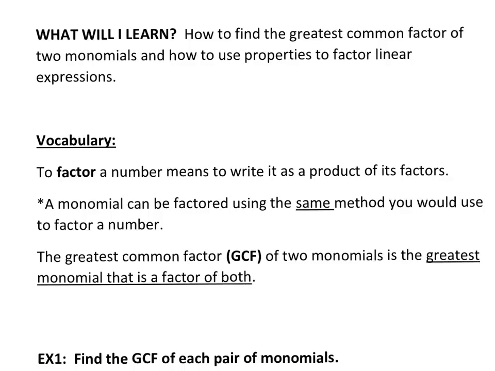So here are some vocabulary terms. To factor a number means to write it as a product of its factors. And again, product simply means when you are multiplying. A monomial can be factored using the same method you would use to factor a number. Whenever we are thinking of factors, they are two numbers that are multiplied together to get that answer. The greatest common factor, also known as the GCF, of two monomials is the greatest monomial that is a factor of both.